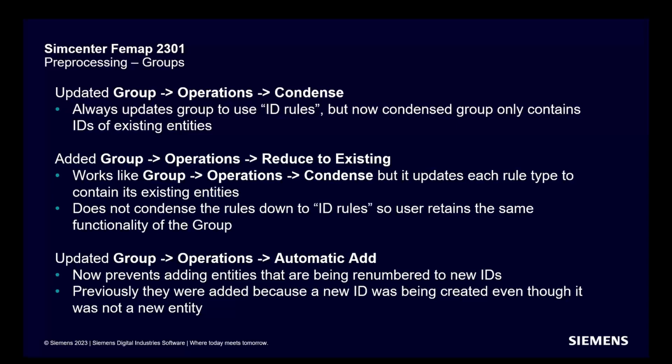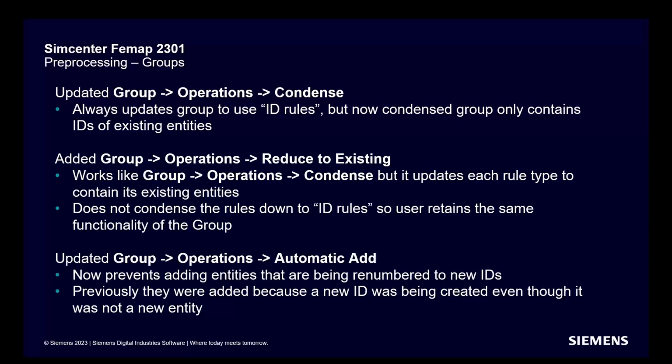So now when you condense, it'll only contain IDs of existing entities. So in my opinion, this is a little bit safer because you don't end up with entities in your model that you're not aware of and that you didn't explicitly add to that group.